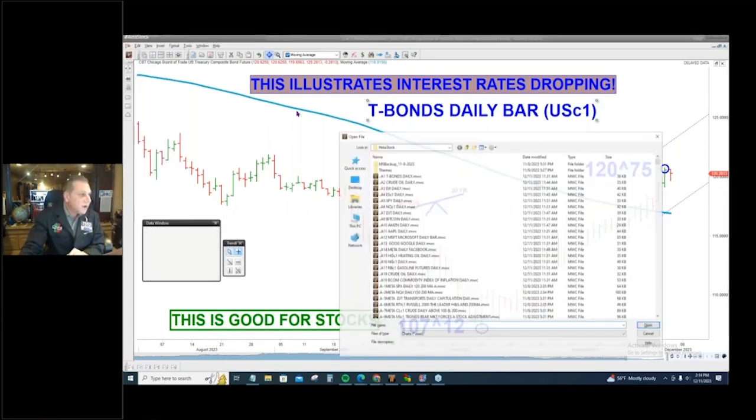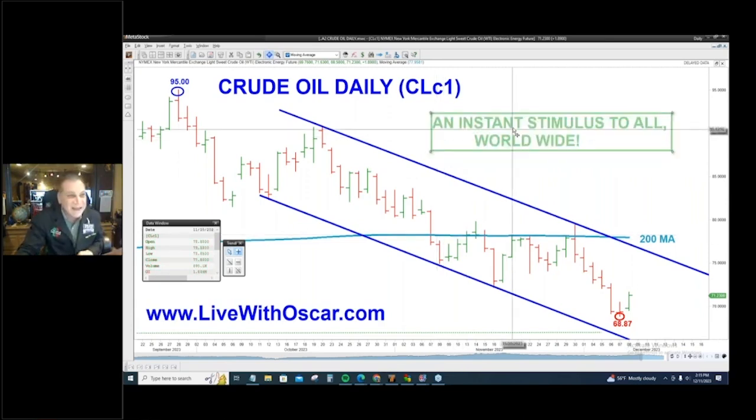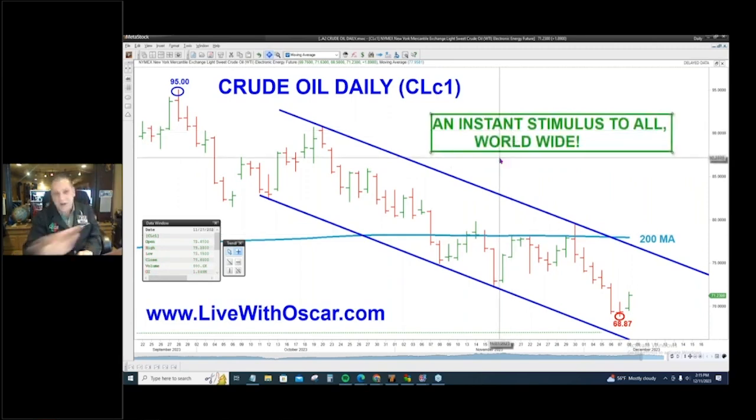Okay. What else do we have? We've got another wonderful situation. Crude oil is dropping. Crude oil was at 95 just a couple of months ago. It's all the way down, it went down to 68.87. Look at this downtrend. You've got bonds going up, meaning interest rates are dropping. You've got crude going down. You know what that is? It's an instant stimulus to everybody on this planet.